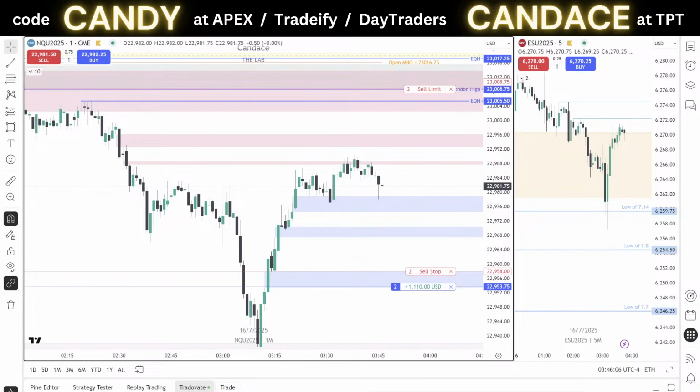15 minute IFVG. Oh, so we are now in a 15 minute CB. You see? Let me take a look on ES. So ES still got an equal high and London high here. And yes, pass through the 15 minute CB. I think we're okay. But yeah, we will see.